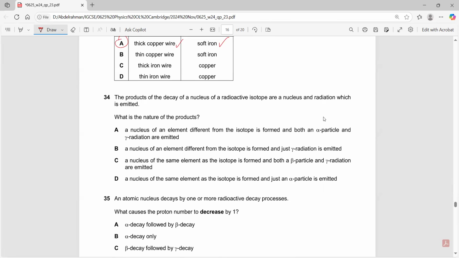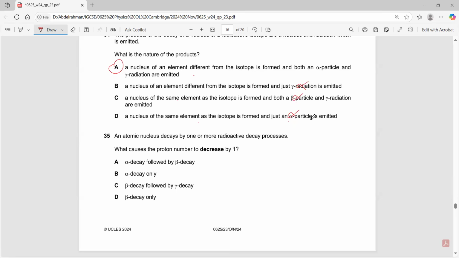Okay, nucleus, this might seem to be true, right? Let's see. A nucleus of an element different is formed. Okay, no problem. And just gamma radiation is emitted? No, this is wrong. If you emit gamma radiation, then it would be the same element. Nucleus of the same element. Okay, no problem. Both beta and gamma. No, if you produce beta, then it would be a different element, right? Nucleus of the same element and just alpha. Again, alpha would change the element, so the only correct answer would be A.